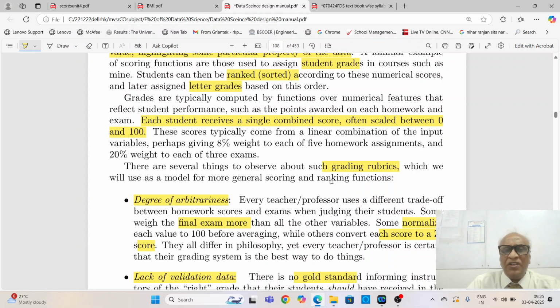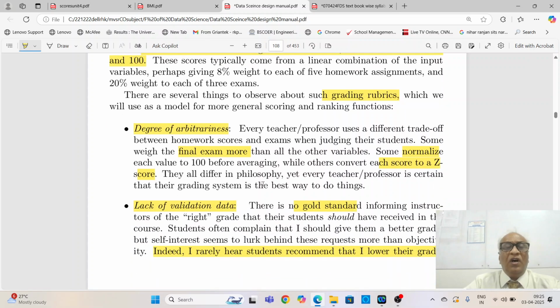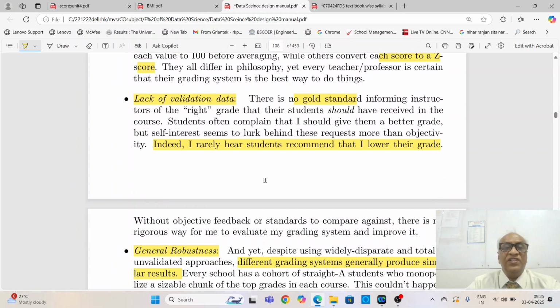Some properties or characteristics of these grading rubrics are, there is a degree of arbitrariness. What is the meaning of this? Different teachers are using different kinds of scores, and they are sure about their way of assessment, their way of scores, their way of ranks. There is a lack of validation data, as in there is no such gold standard for saying that this is the correct way of scores and ranks and grading, right?